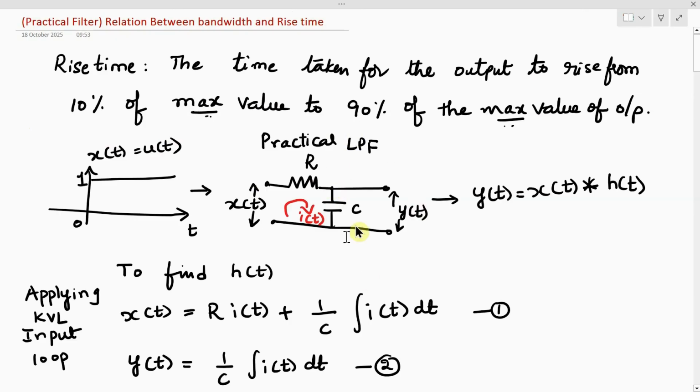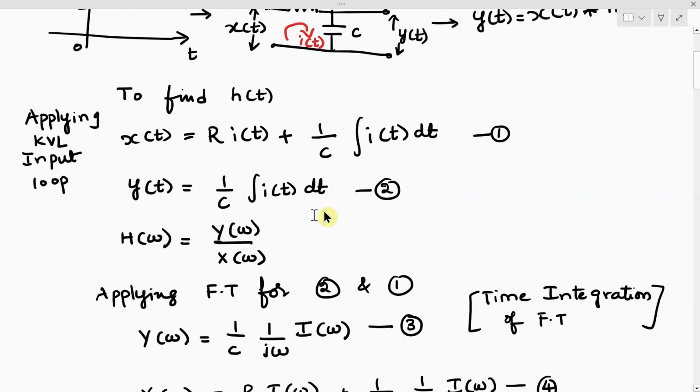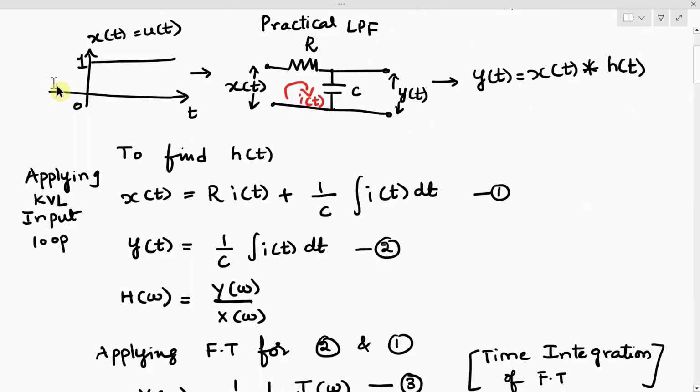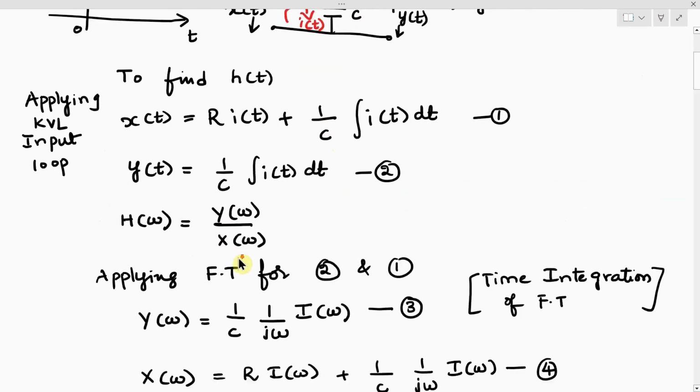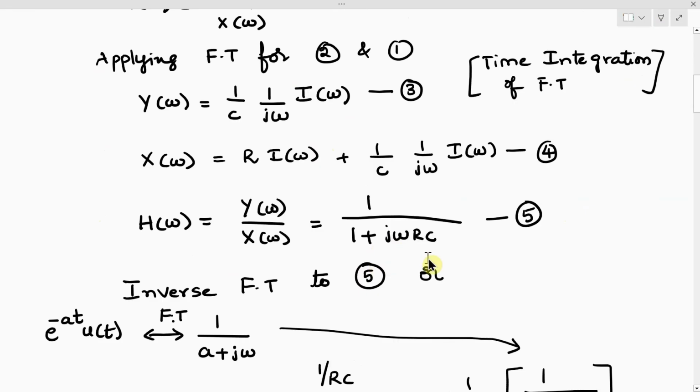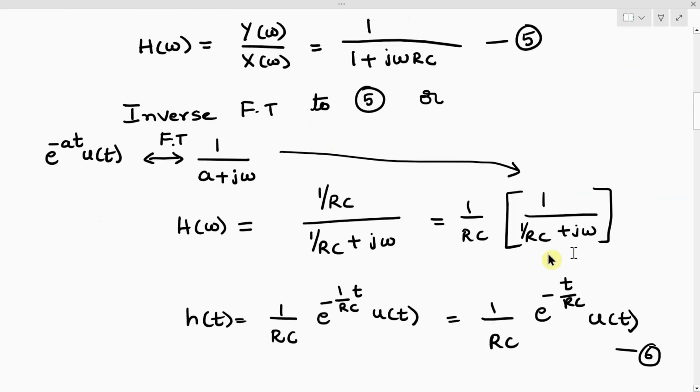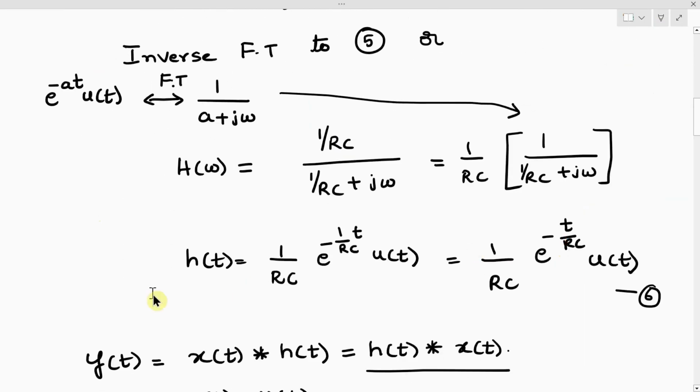So we consider this practical LPF, low pass filter, applied the unit step signal. For an LTI system, output is X of t convolution H of t. Because we know X of t, we are finding H of t. From the system information, we found the transfer function, 1 by 1 plus j omega RC. Writing it in a proper form, we found the impulse response h of t.